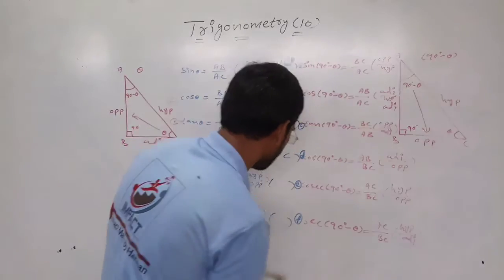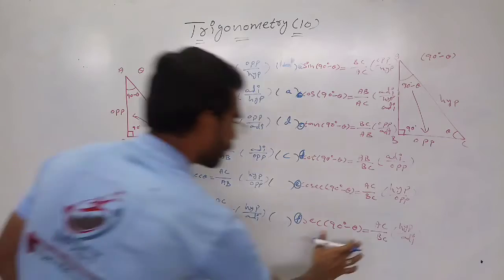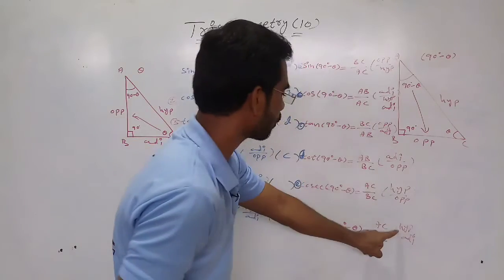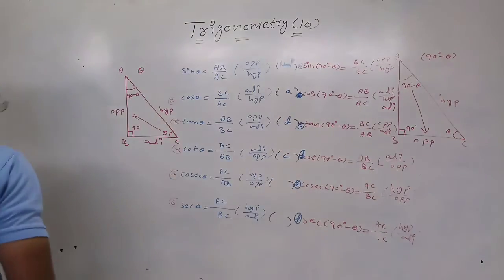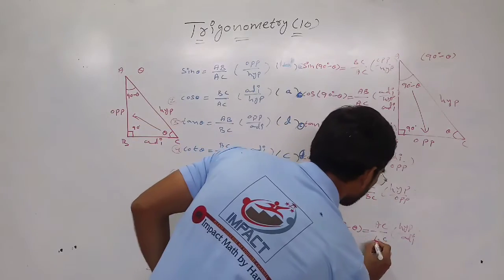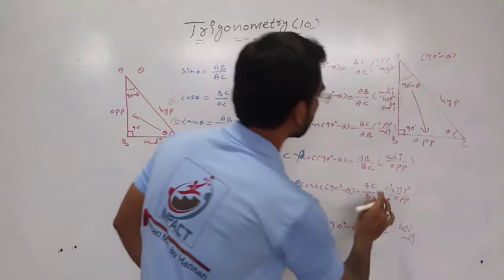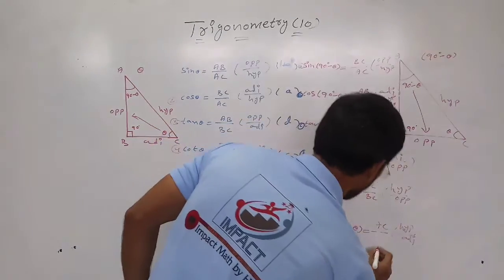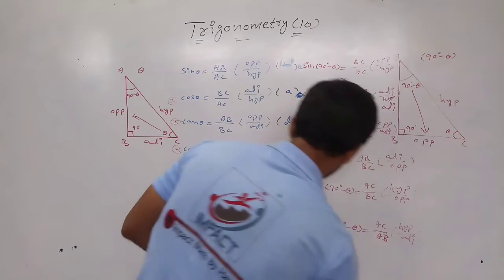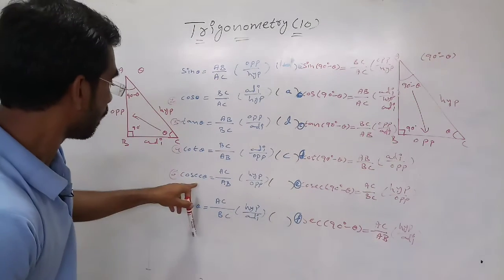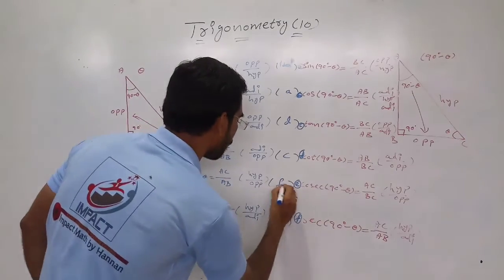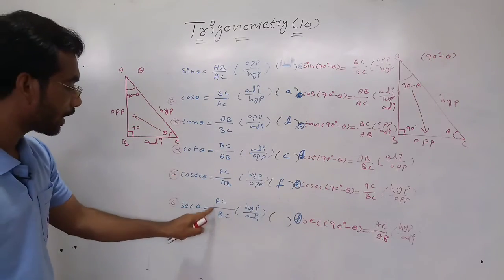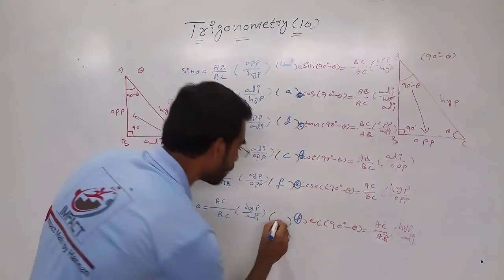It should be hypotenuse by adjacent. What is the adjacent side in this one? AB. AB is the adjacent side. Now, AC by AB, it is F. Next, sec theta is AC by BC, it is E.